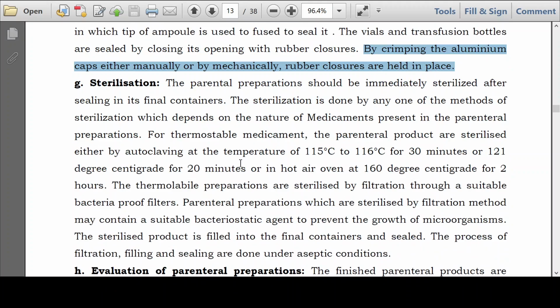The next step is sterilization. The parenteral preparation should be immediately sterilized after sealing in its final containers.